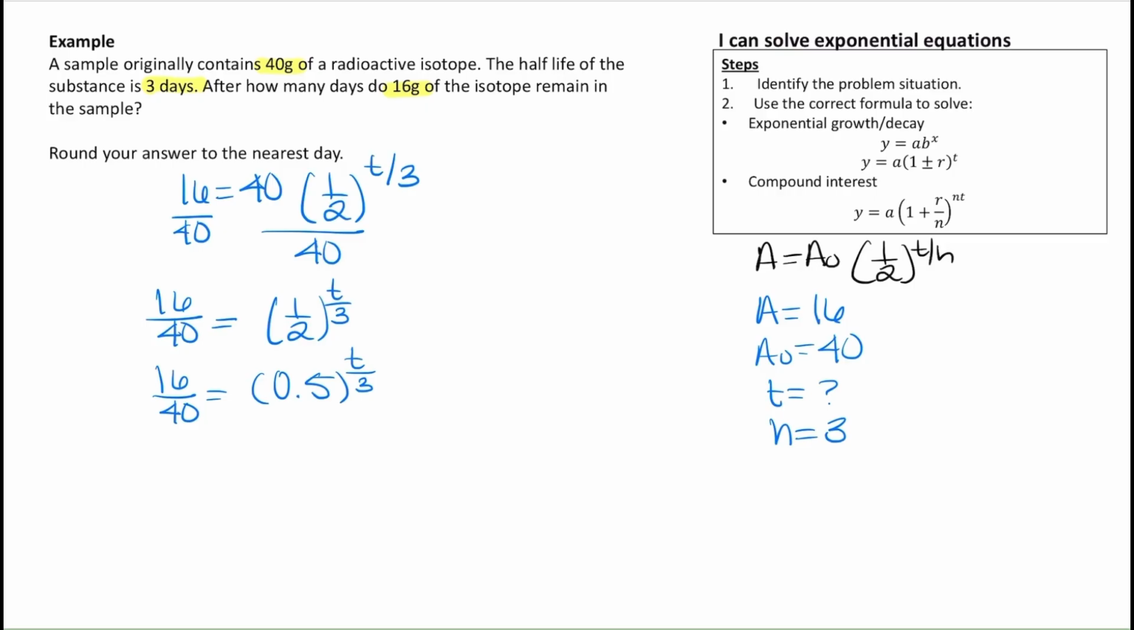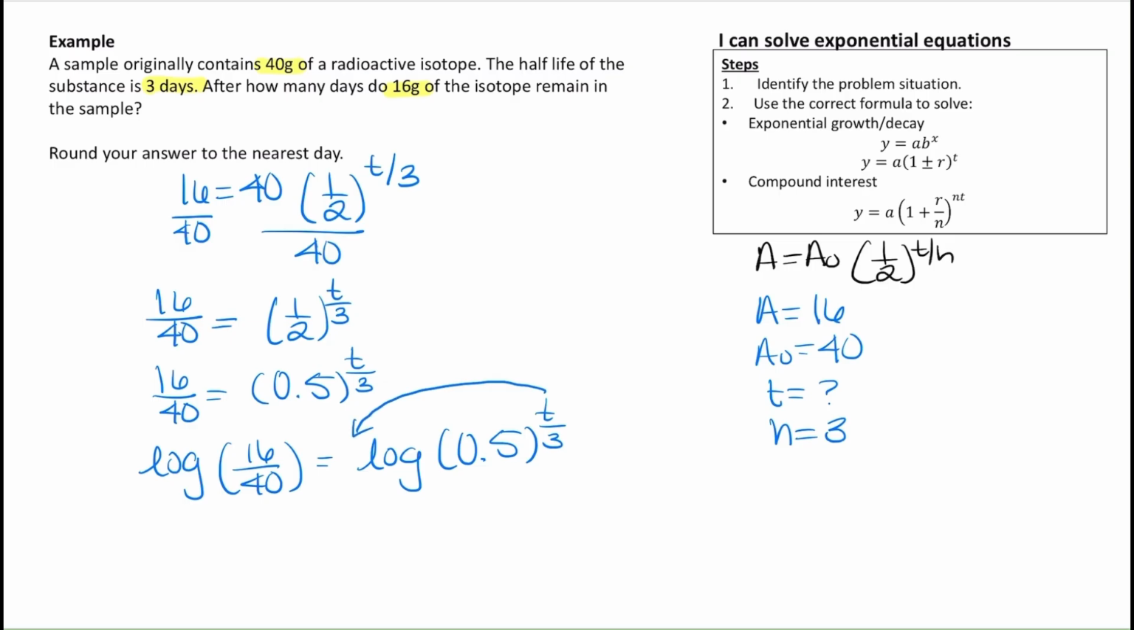I'm going to go ahead and take the log of both sides now. So I have the log of 16 over 40 is equal to the log of 0.5 to the T over 3. And the thing to keep in mind in here is that T over 3, all of that is the exponent, so I'm going to bring all of that down. So I have the log of 16 over 40 is equal to T over 3 times the log of 0.5, okay?